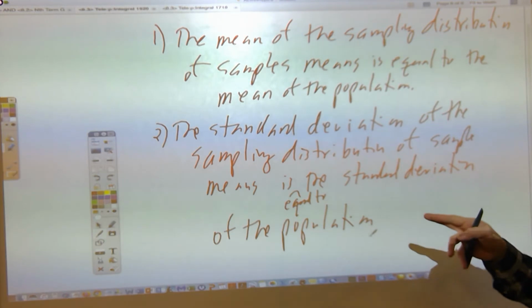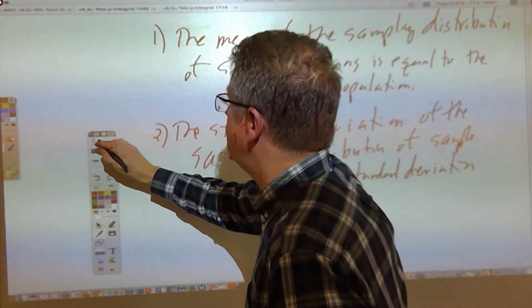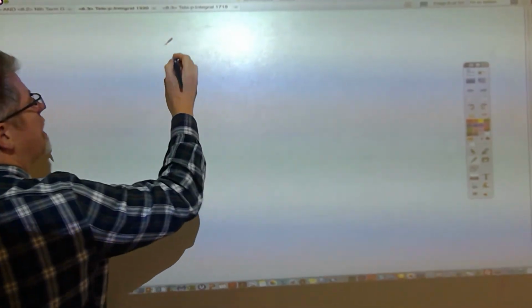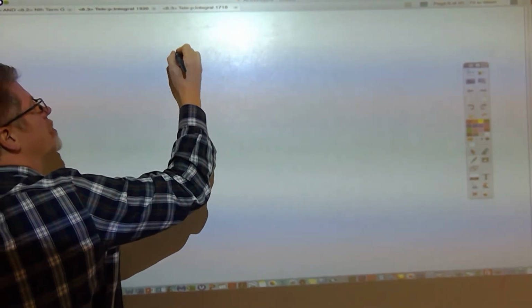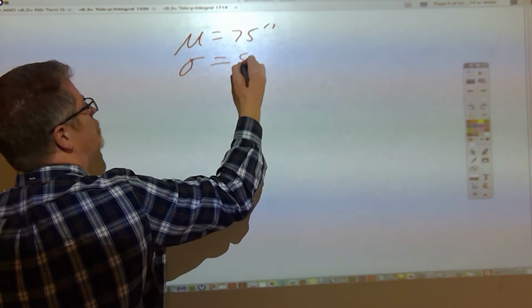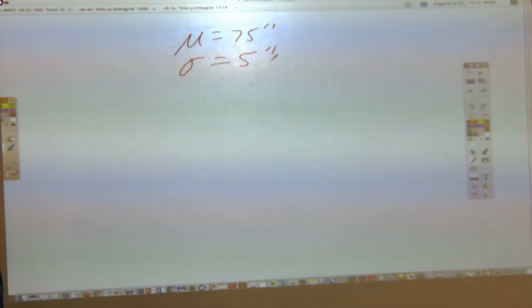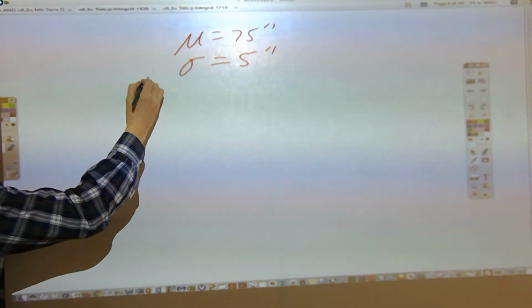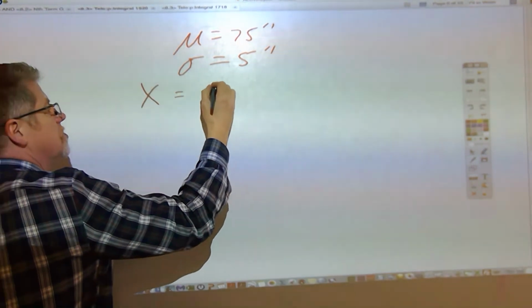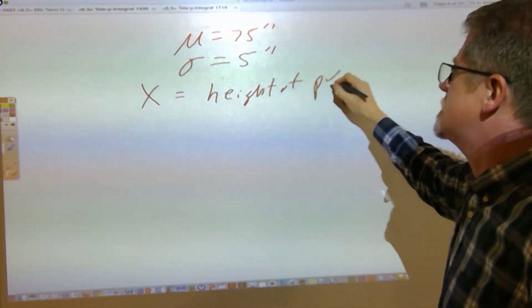It's not overhead. What is the standard deviation of an average? We looked at that briefly at the end of the period yesterday. Again, suppose we have a population where the true mean is 75 inches and the true standard deviation is 5 inches. And we take a sample of 3 people. We'll define a random variable. Let x equal the height of a randomly selected person.